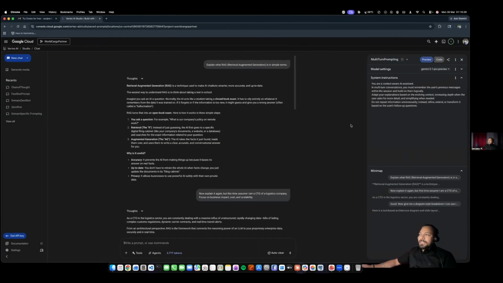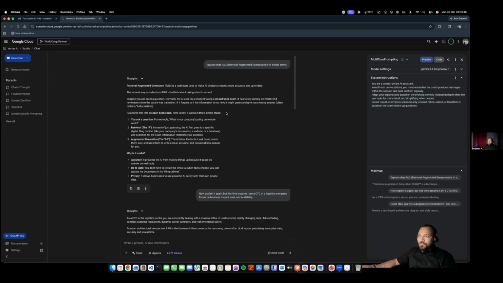Multi-turn prompting is where you give the LLM some kind of information to store the previous messages. So let us look at the system instructions first. You're a context-aware AI assistant. In multi-turn conversations, you must remember the user's previous messages within the sessions and build on them logically. Adapt your explanation based on the evolving context, increasing depth when the user asks for more detail and simplifying when needed. Do not repeat the information unnecessarily. Instead, refine, extend, and transform it based on the user's follow-up questions.